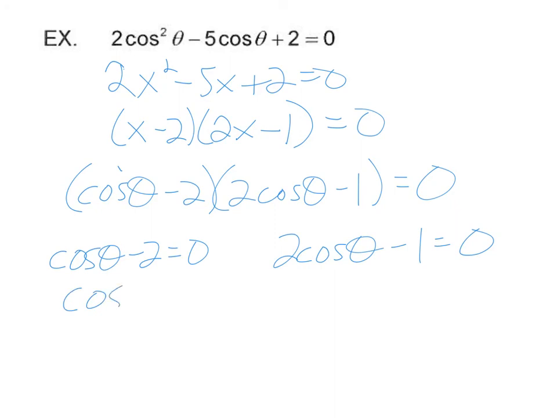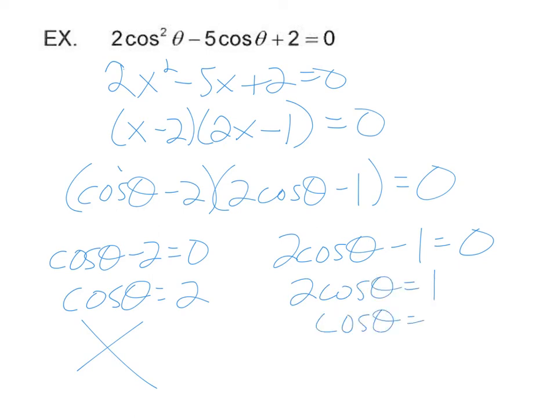Add 2. And so this is just like the earlier problem. There's nowhere on the circle where the cosine is 2 because the range just runs from negative 1 to positive 1. So we don't have any solution on that side. On the right side, you would add 1 and divide by 2. So now we're looking on the circle where cosine is a half, and that happens at the angles of pi over 3 and 5 pi over 3.